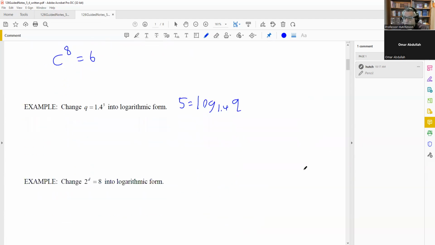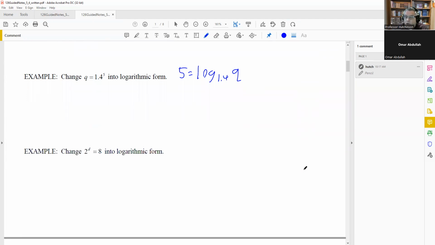So let's do another one of those, now that we know the pattern. Again, the base of the exponent becomes the base of the log. The exponent is going to go after an equal sign. The 8 is whatever's left over, so that goes inside the log. Okay, we don't have to compute this. We just have to turn it into log form, and then we just leave it like that. That's it.